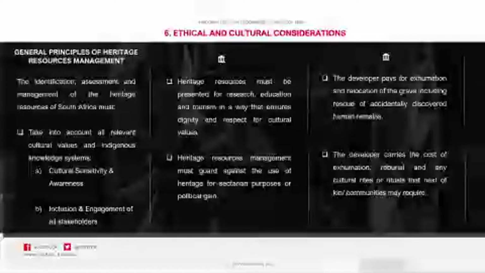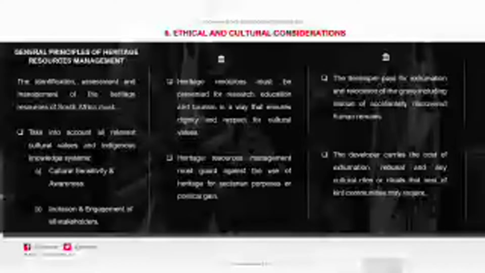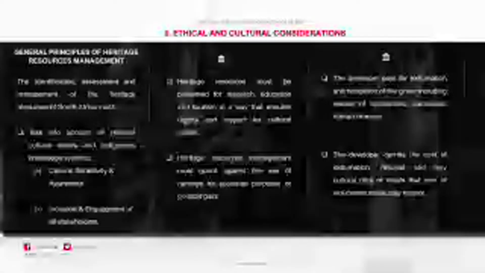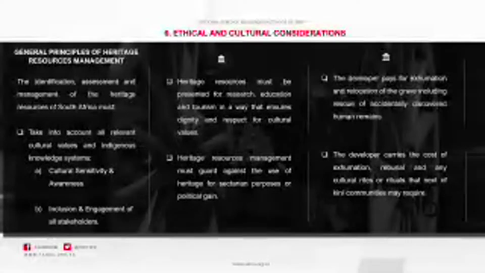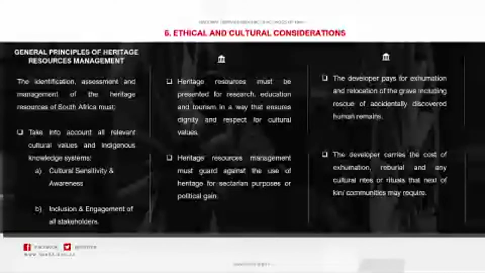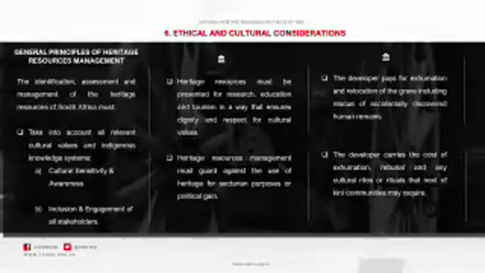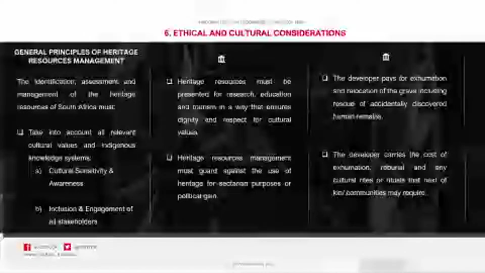Resources management must guard against the use of heritage for political gain. That is in the legislation. The developer pays. In other words, it's not SAHRA that pays when there's a request for exhumation. It is the family that has requested the exhumation to be done. They are responsible for everything. If they must perform rituals, they carry that. All we want to do as SAHRA is to ensure that the grave, which is protected in terms of the Act, is handled with dignity and in a way that it can be verified.